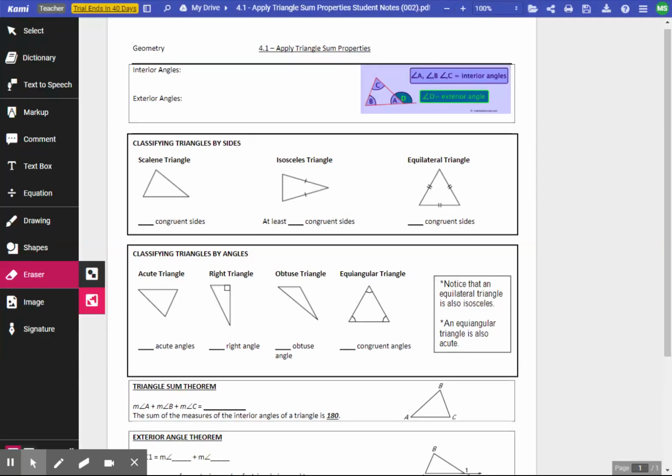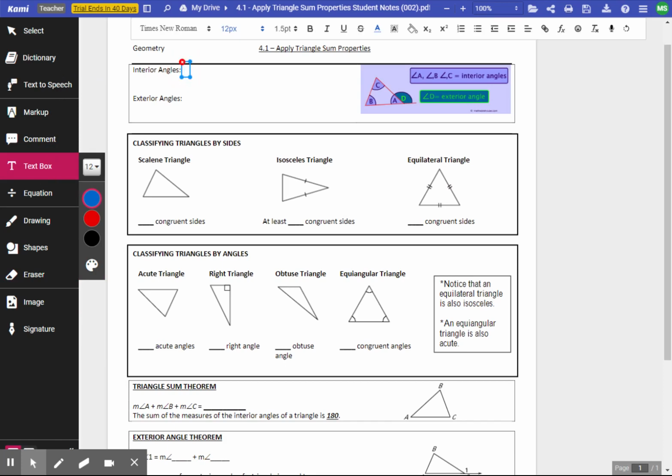All right, let's continue on with 4.1 notes for geometry. Today we talk about the triangle, the mighty triangle. First thing is to talk about the interior angles and the exterior angles of a triangle. So I'm going to grab my text box here and just say the interior angles are just the three angles inside the triangle.